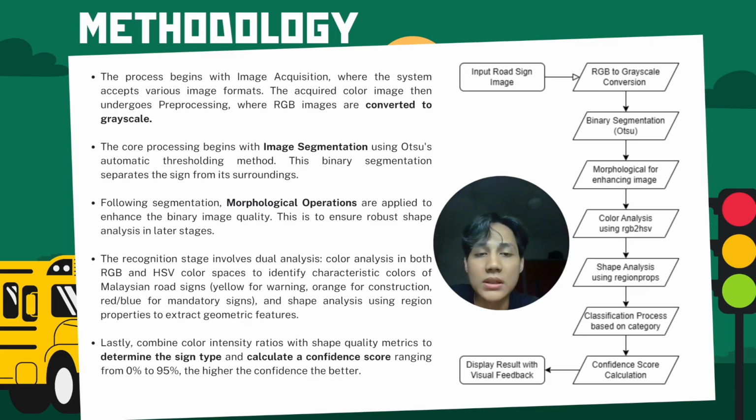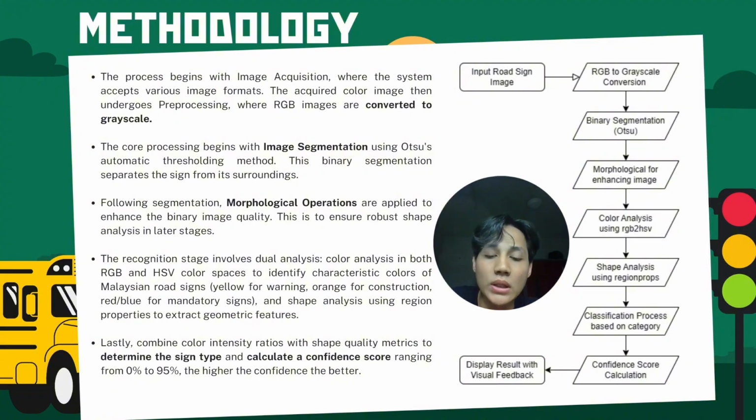Now comes the recognition part. We do two things here. First, we check the colors in the image using RGB and HSV color models. For example, yellow usually means a warning sign, orange for construction, and red or blue for important or mandatory signs. Second, we do shape analysis. We measure things like height, width, and overall shape to help us understand what kind of sign it is.